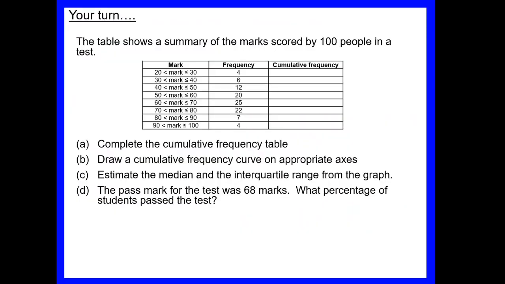Okay, so your turn then. So we've got a table of values here for the marks scored by 100 people in a test. You need to copy and complete the table, filling in the cumulative frequencies. Draw a cumulative frequency curve on appropriate axes. Estimate the median and the interquartile range from your graph. And the pass mark for the test was 68 marks. What percentage of students passed the test? Pause the video now and have a go at that in your maths book.